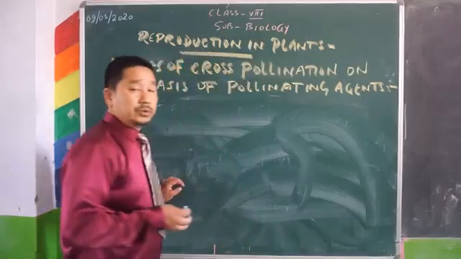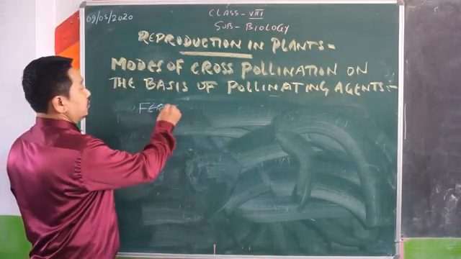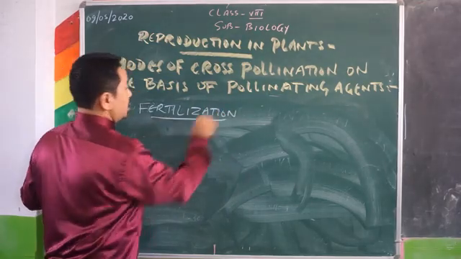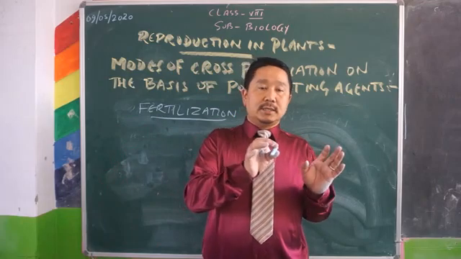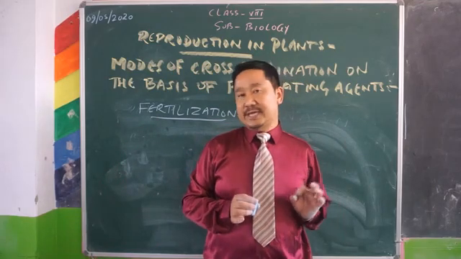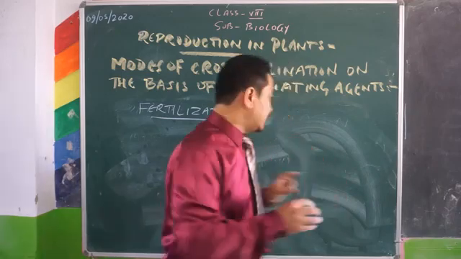Now we'll do fertilization. After pollination, the union of male and female gametes takes place in the ovary. That is called fertilization. Let's see how it happens.